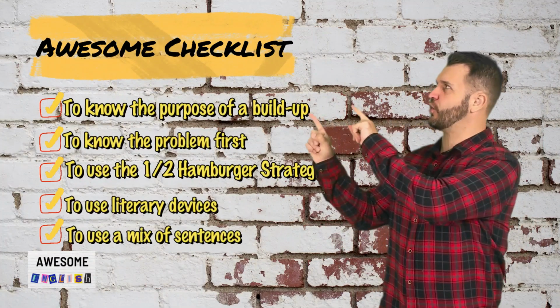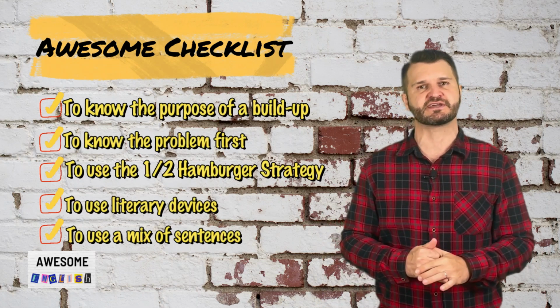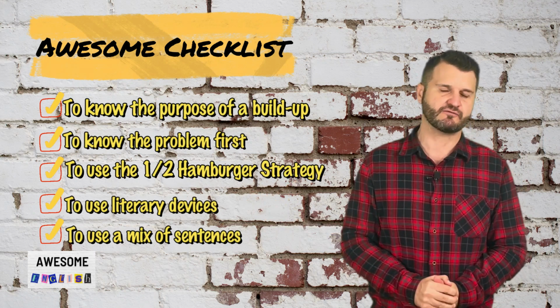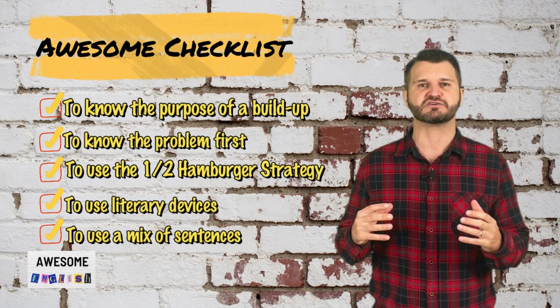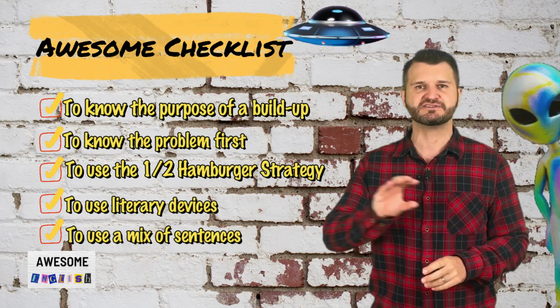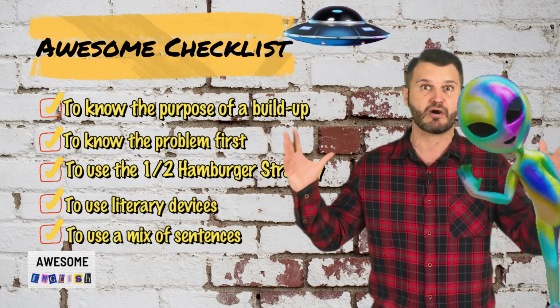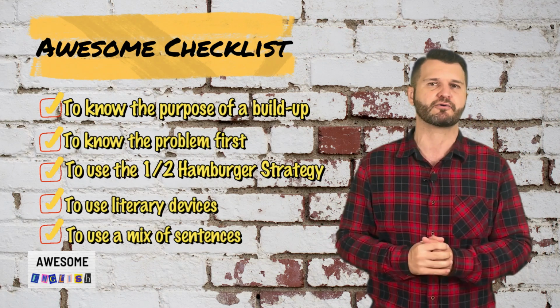Alright, let's check in on our awesome checklist for today's lesson. It's our roadmap to success. So our first objective is to know the purpose of a build-up paragraph. Then, to know the problem first. Now we can't just go straight into the problem with aliens going crazy and things going wrong. We can't. We need to build up first through the build-up paragraph.